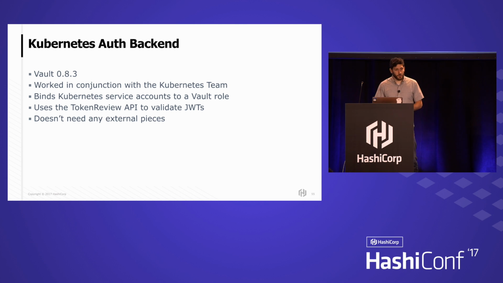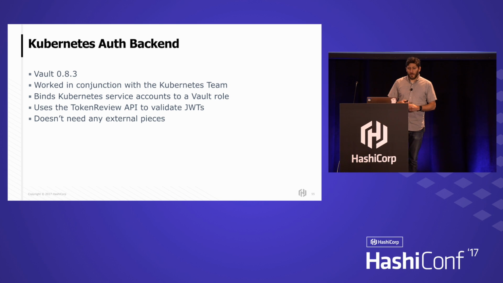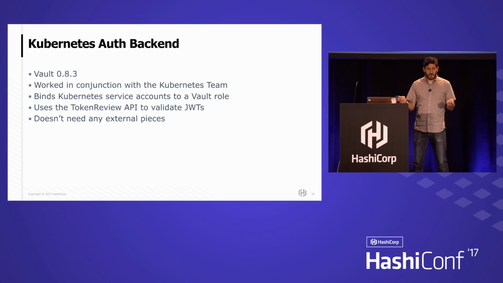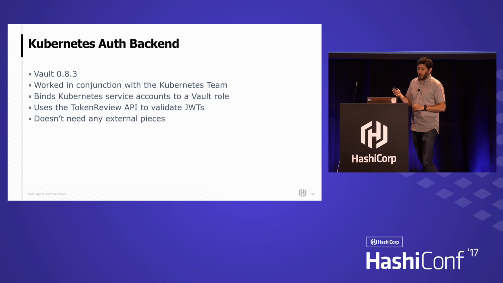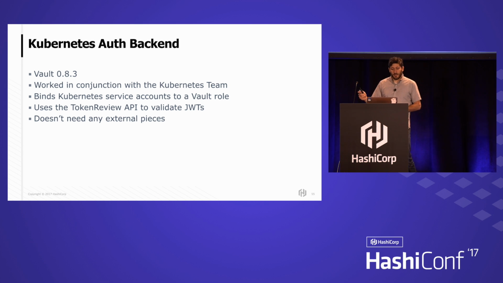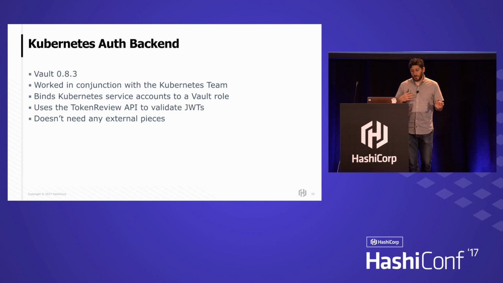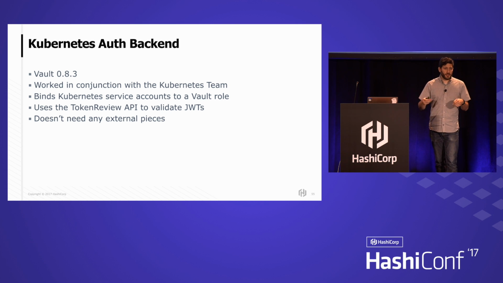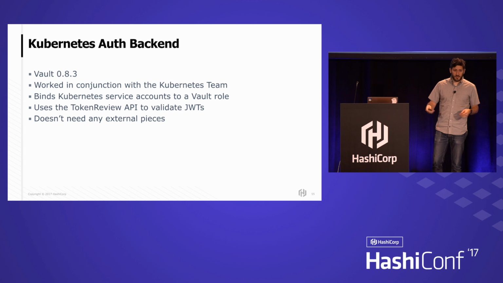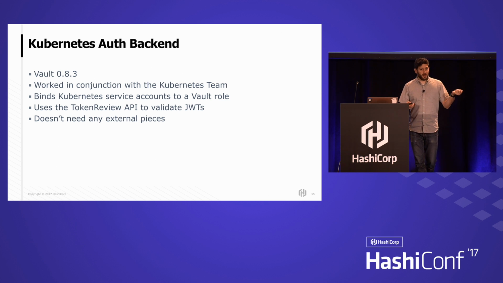So you can create a Vault role that requires information about the service account. You can bind the service account name and the namespace that it's running in. And then Vault will also call back into Kubernetes and verify that that token is still valid. It uses the Kubernetes Token Review API to do so. The nice thing about this approach is it doesn't need any external pieces. It's simply Kubernetes internals, your application receiving things from Kubernetes that are built into Kubernetes, and then talking to Vault with a built-in auth backend.